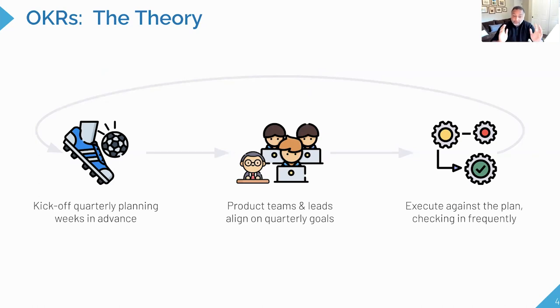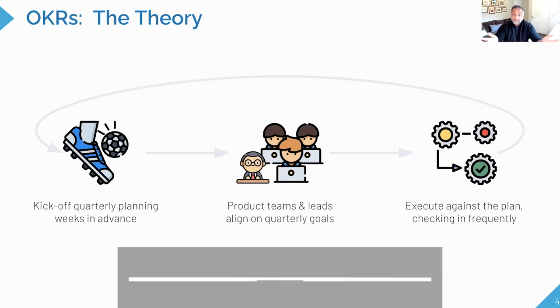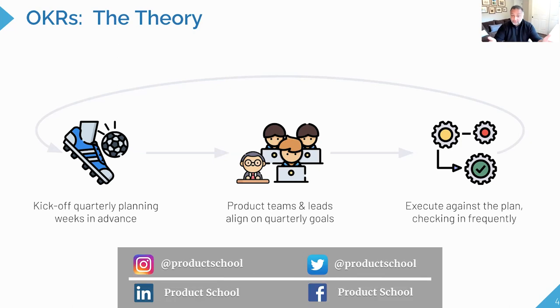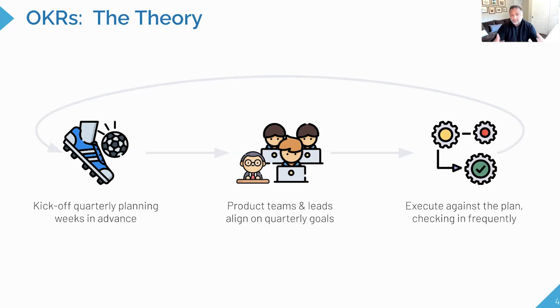So in a traditional OKR process, you first have a kickoff, usually weeks in advance of the quarter beginning. Leadership and the product teams get together, they collaborate, they have discussions, they have debates, they incorporate feedback, they have plenty of time to align on what the quarterly goal should be. Alignment is done, there's high fives, hugs, maybe some tears of joy. And now they have this beautiful plan, and it's time to execute for the quarter.